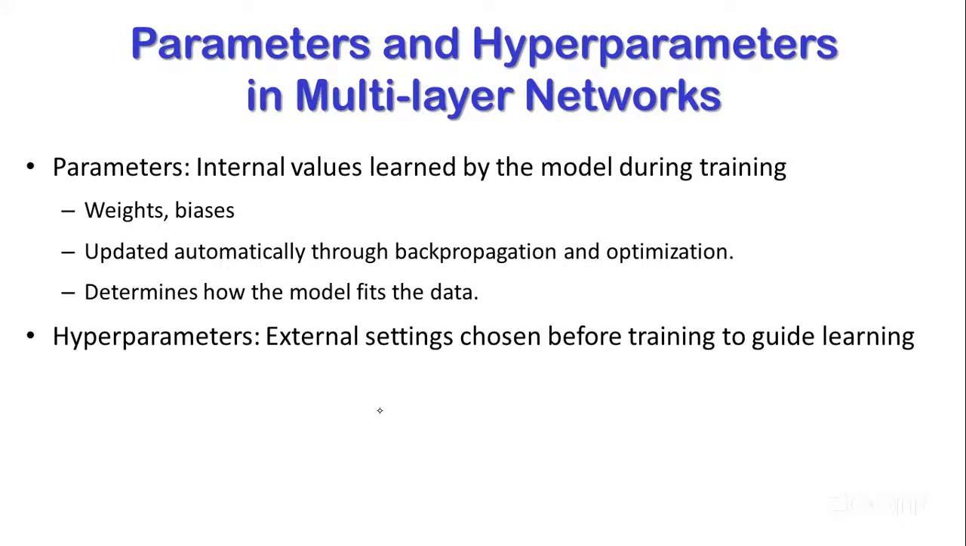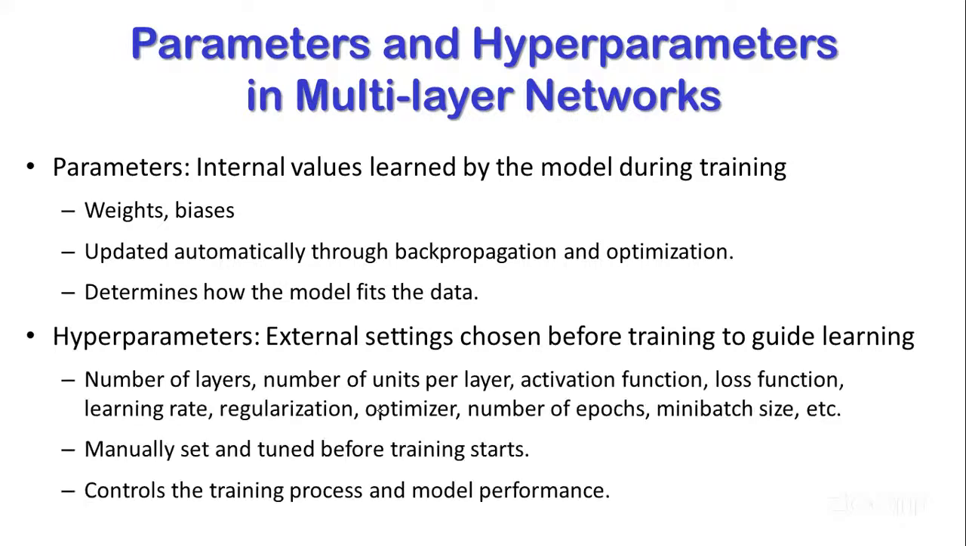So basically the model is fitting to the data based on these parameters. Now, what are hyperparameters? External settings, right? So there are so many: number of layers, number of units per layer, activation function, loss function, learning rate, regularization. I will tell you about regularization, optimizer, number of epochs. I just told you mini batch size, right?